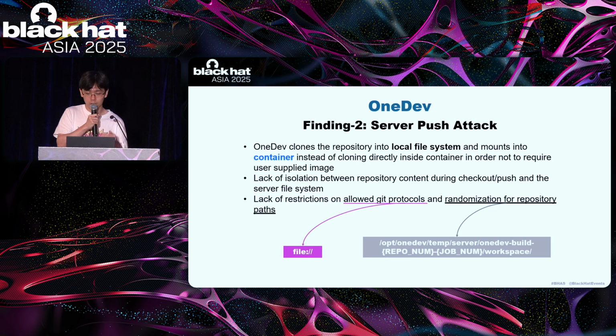But this operation lacks isolation between repository content during checkout and push. There's also a lack of restrictions on allowed Git protocols and randomization for repository paths. So you can actually use the file protocol to point to a local Git repository. And you can also get the absolute path easily, which indicates where the Git repo is cloned locally.